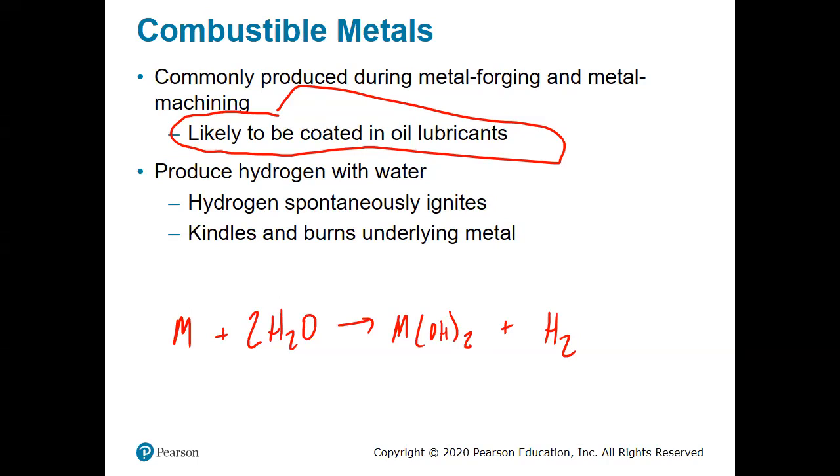If it is aluminum, the equation is slightly different because aluminum hydroxide is not Al(OH)2, but rather Al(OH)3. But the same idea basically exists. We're going to see some sort of hydroxide, which is going to act as a corrosive base. And then we have hydrogen gas. That hydrogen gas will spontaneously ignite, and as it ignites, it will begin to ignite the metal sample underneath.